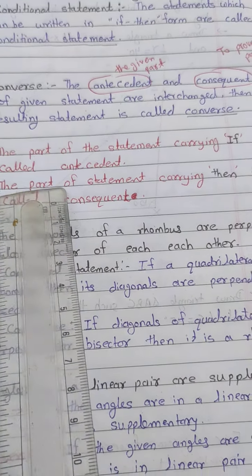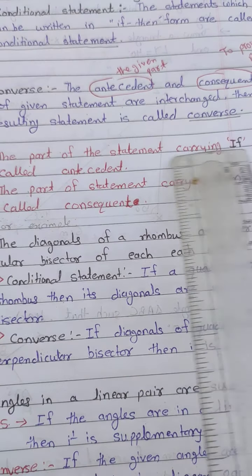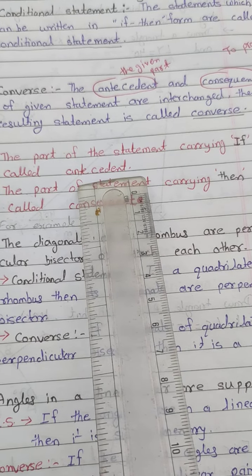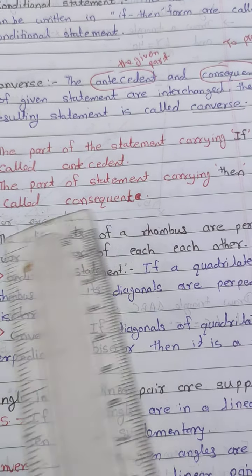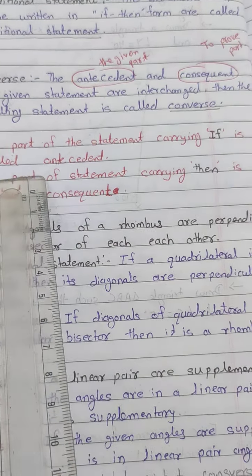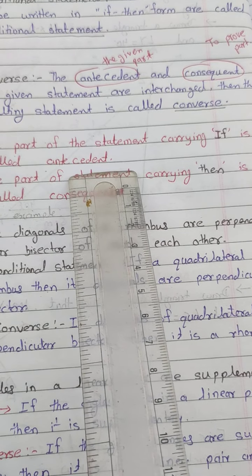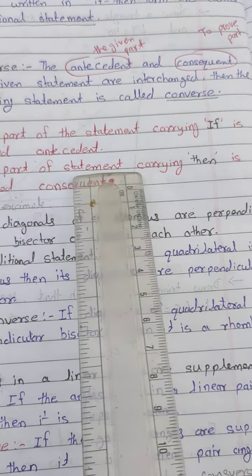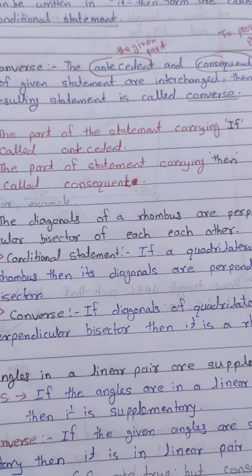The important point is that the part of the statement carrying "if" is called the antecedent. You will understand when we learn the examples. So the part of the statement carrying "if" is called the antecedent, meaning that is given, and the part of the statement carrying "then" is the consequent, that we have to prove.